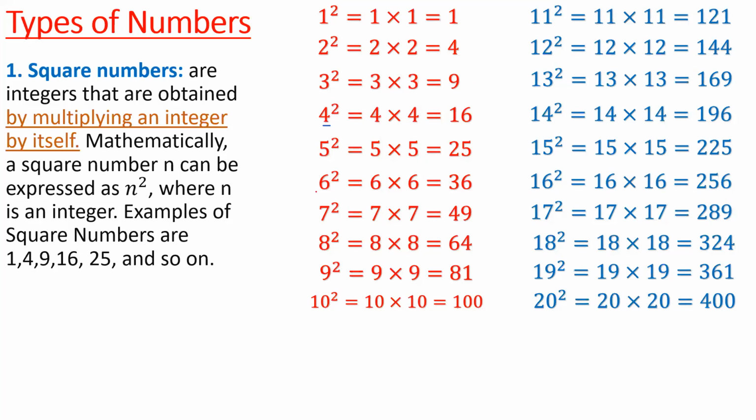$81, very good. And Angel, what is 5 squared? 25. 25, very good.